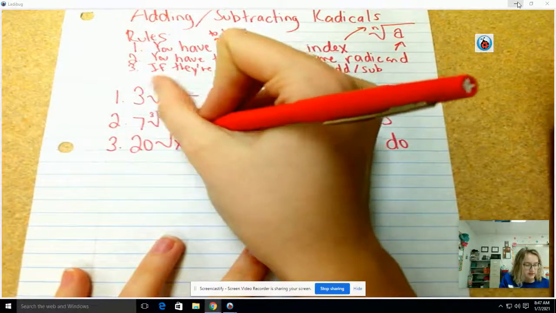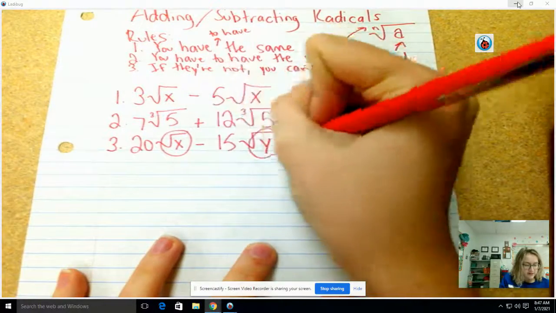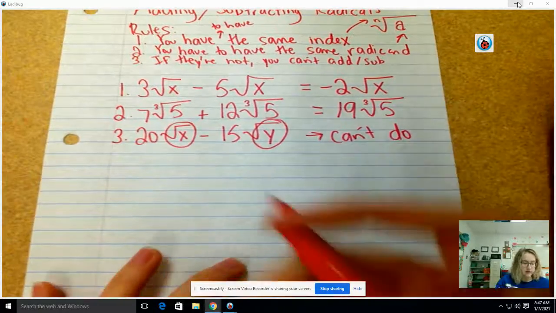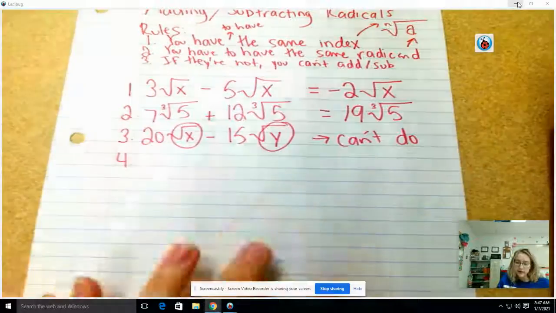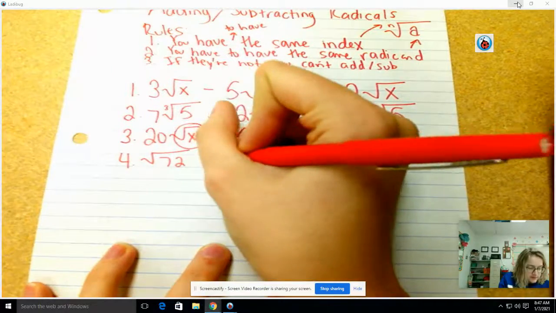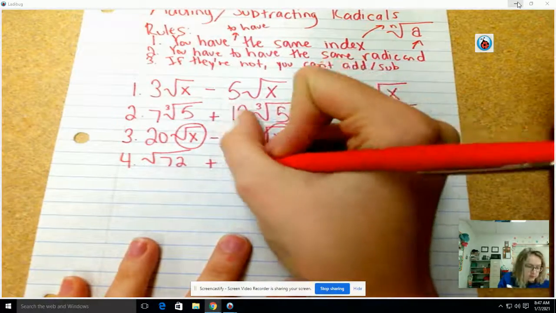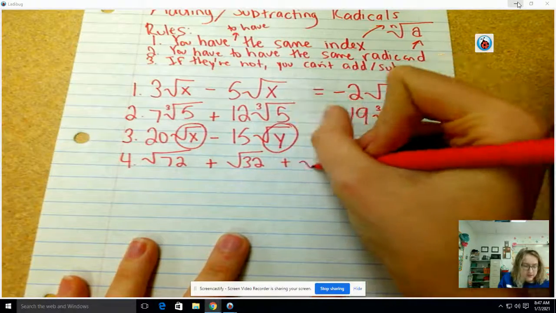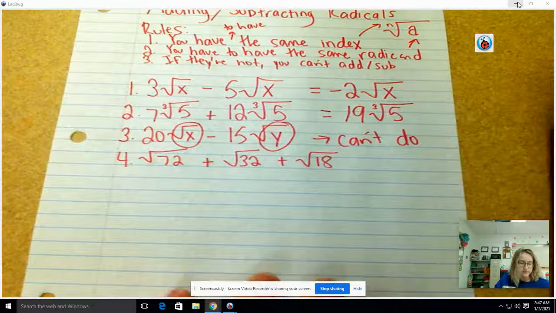Can't do because of this aspect right here. Alrighty, example number 4. The square root of 72 plus radical 32 plus radical 18.